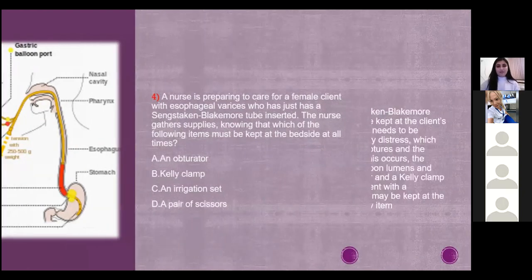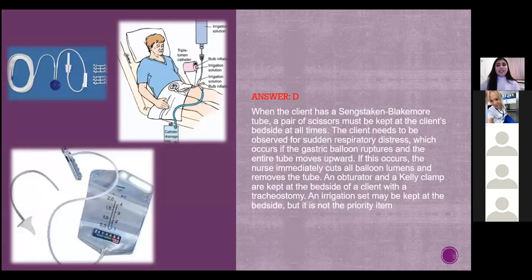The answer is D. When the client has a Minnesota tube, a pair of scissors must be kept at the client's bedside at all times. The client needs to be observed for sudden respiratory distress, which occurs if the gastric balloon ruptures and the entire tube moves upward. If this occurs, the nurse immediately cuts all balloon lumens and removes the tube. An obturator and a clamp are kept at the bedside of a client with a tracheostomy. An irrigation set may be kept at the bedside, but it's not the priority item.